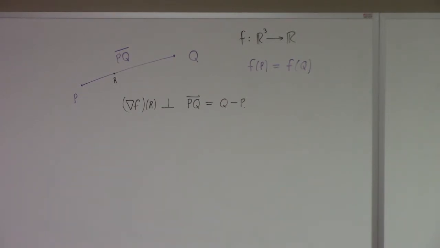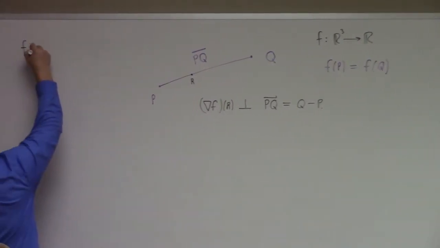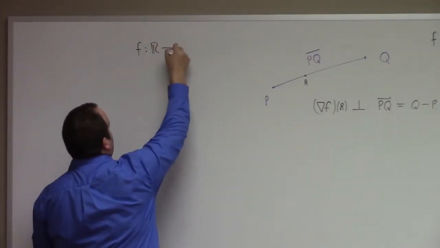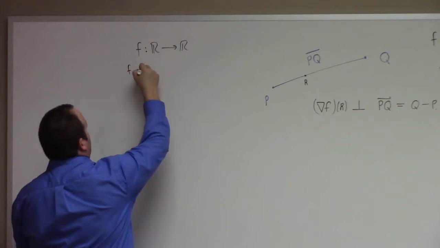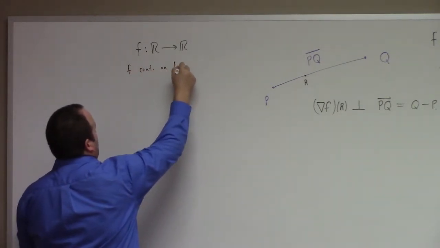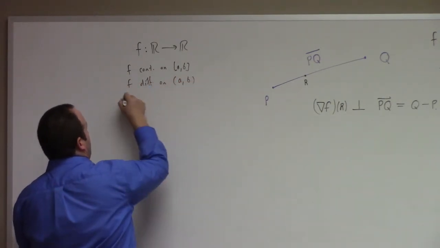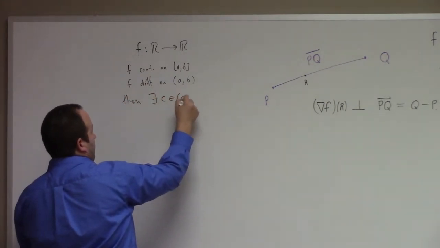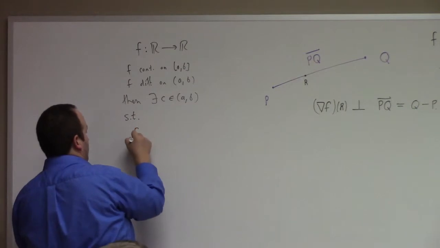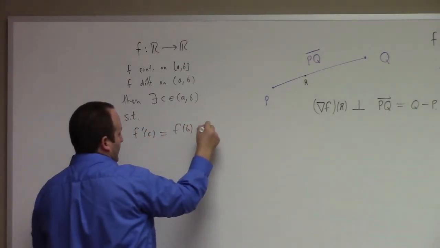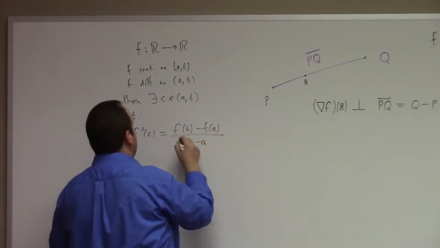What is this? It's kind of sort of like the mean value theorem, right? Do you guys remember what the mean value theorem said from Calc 1? If you have a function, say from reals to the reals, and if f is continuous on [a, b], and if f is differentiable on the open interval from a to b, then there exists c in the interval from a to b such that what? f prime of c is equal to f of b minus f of a over b minus a. So this was the so-called mean value theorem.